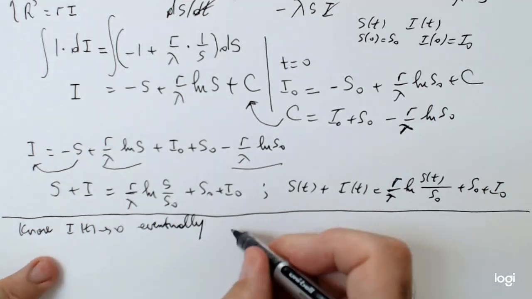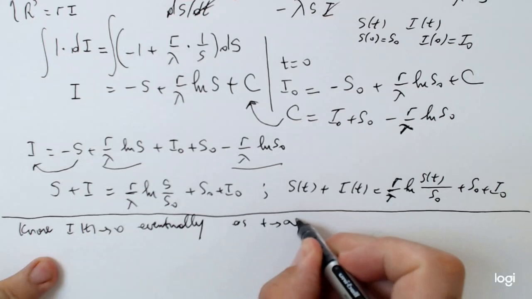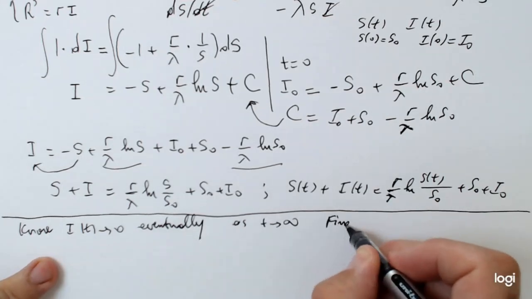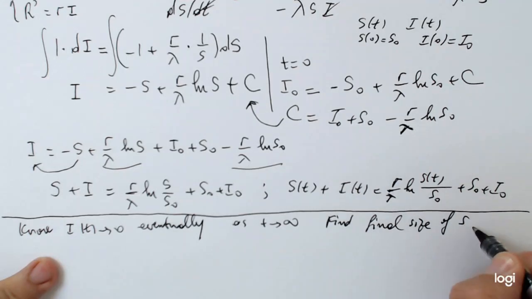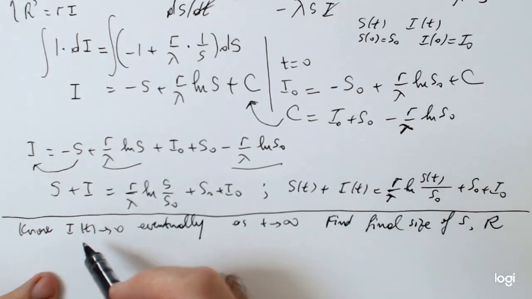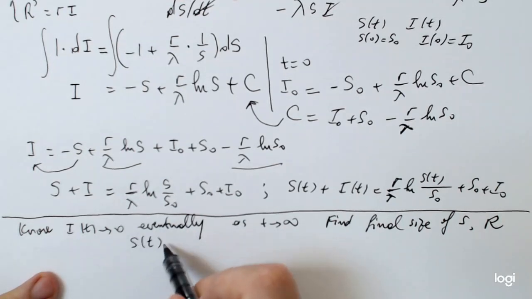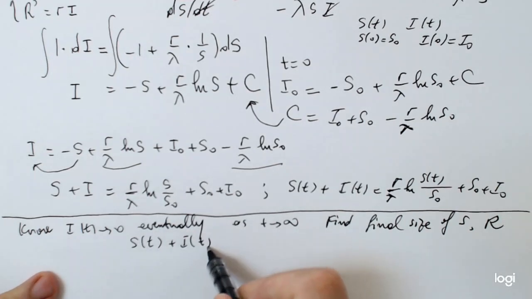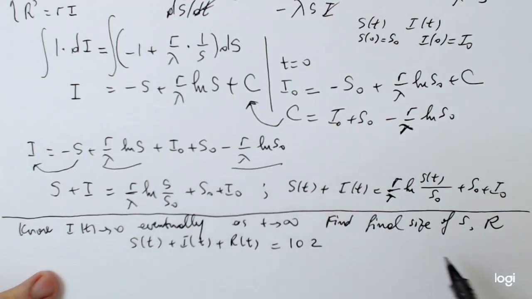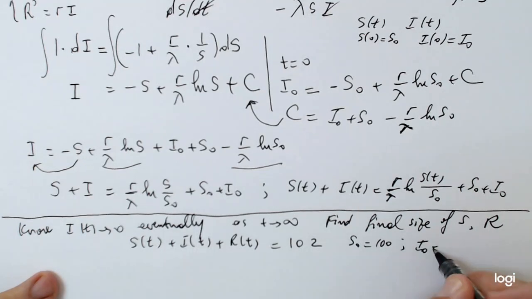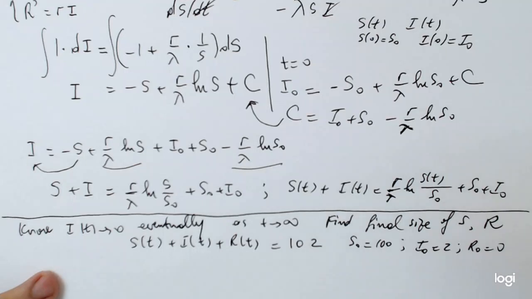So that means as t goes to infinity, I can find the final size of S and R by default, right? Because remember, the population is constant. So let's say the total population, just to use an example as before, is 102. I mean, imagining that we start with 100 susceptibles, 2 infected, and obviously no recovery yet.